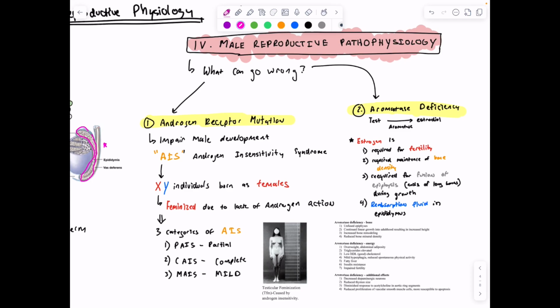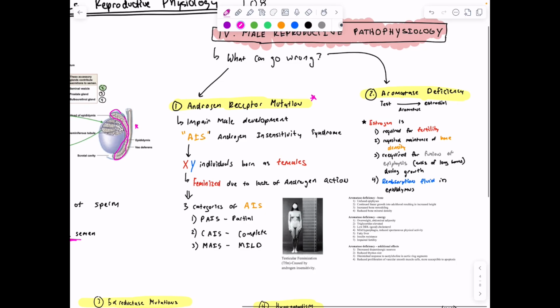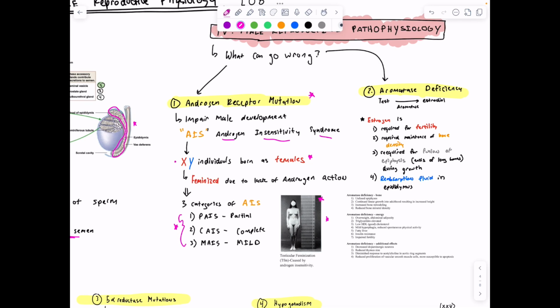All right, pathophysiology, so what can go wrong? Well, we know how important androgens are for the development of male external genitalia and internal male glands, ducts, etc. So what if you have a mutation to the androgen receptor? Well, you could have an individual that is XY in terms of their DNA, but be born as female because the androgen they produce is not being used appropriately to develop male characteristics. And so that's what's happened to this person. And this would be considered androgen insensitivity syndrome. There's 3 categories. We didn't really get too much information about this. So presumably this person right here is complete, but who knows?